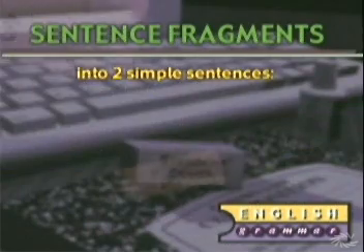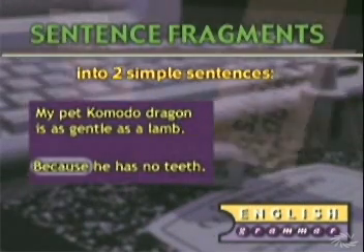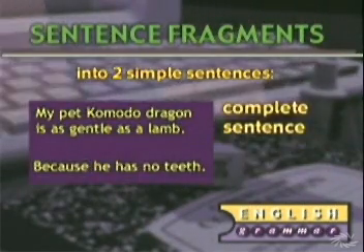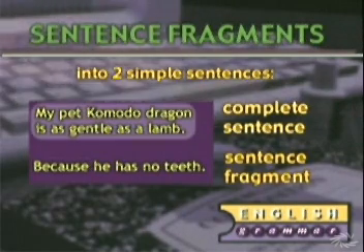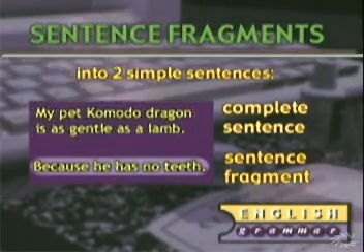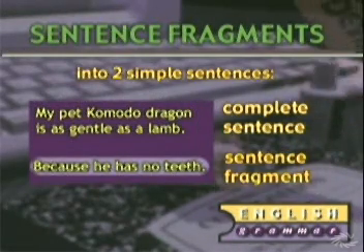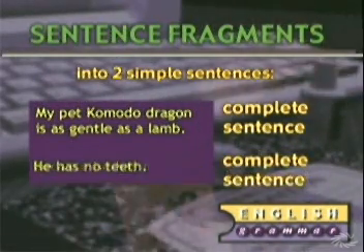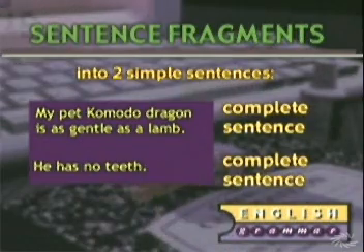When we separate these two clauses, we must remove the word because, or we will get one complete sentence and one sentence fragment. My pet Komodo dragon is as gentle as a lamb is the complete sentence. Because he has no teeth is the sentence fragment. So, we need to make the last sentence just, he has no teeth.